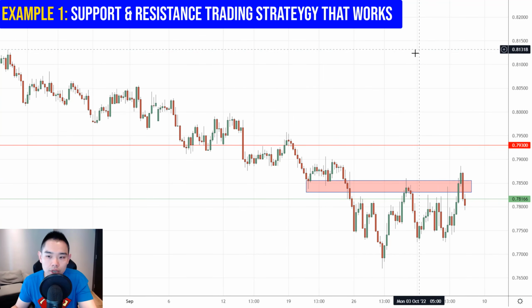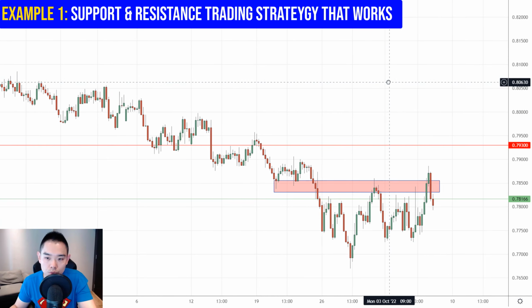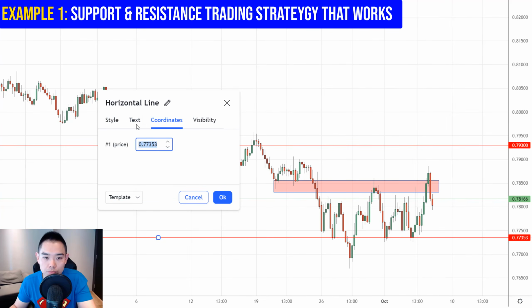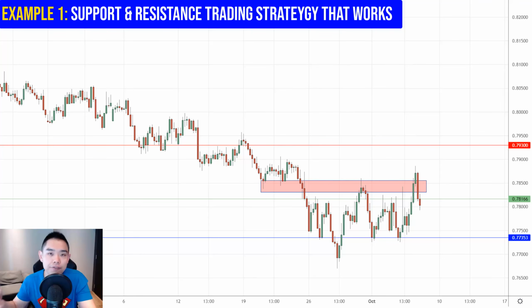So actually what you can do in this case is to have two targets. One is a more conservative target and one is a further target. Let me share with you how to do this. Your first target can be over here. This is your first target. Let me just change this to blue. Let's call this target 1, TP1. And you can have a second, further target.